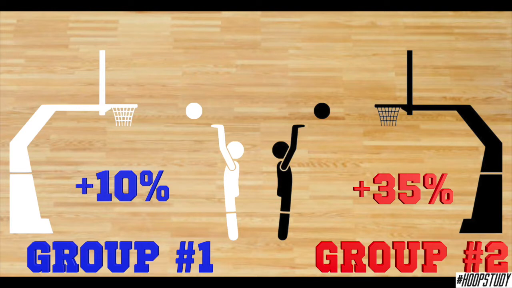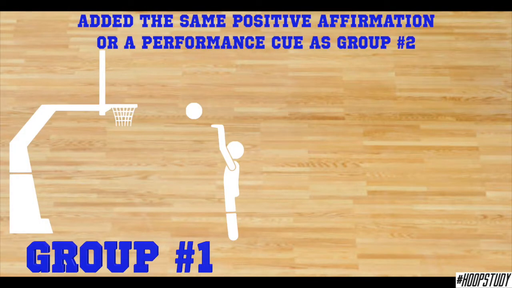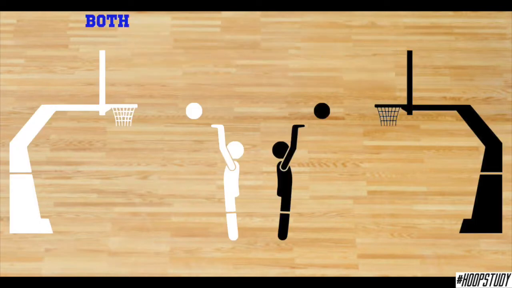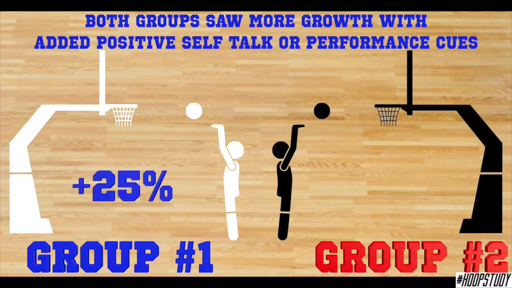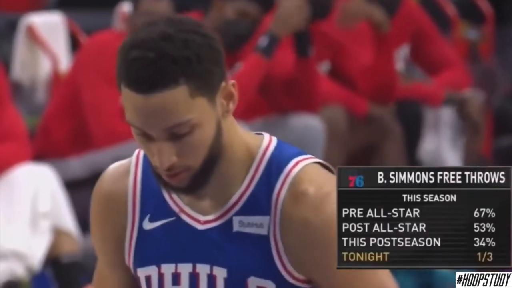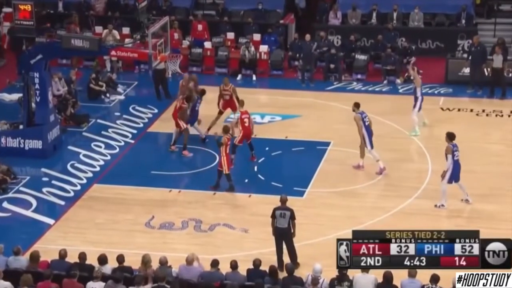Wanting to make sure that this just wasn't an ability thing, we took group number 1 and added the same positive affirmation or performance cue as group number 2. And then we saw an increase of an additional 15% for group number 1. So based on our study of self-talk, we saw that both groups saw more growth with added positive self-talk or performance cues. Group number 1 saw an increase of 25%, and group number 2 saw an increase of 35%. Now this study alone isn't going to take players like Ben Simmons and change their free throw shooting from atrocious to good, but it is going to help them in a positive way.